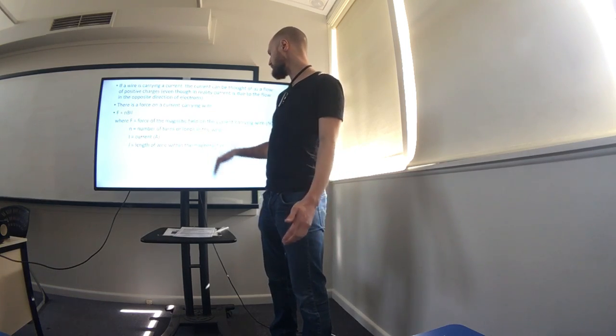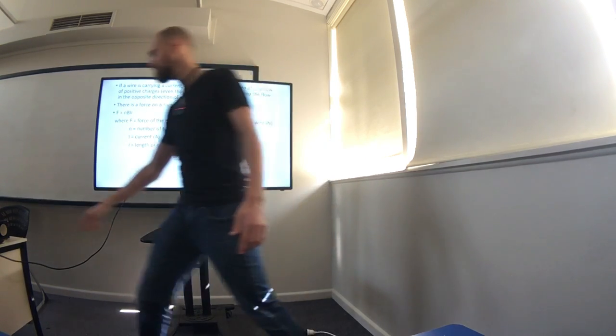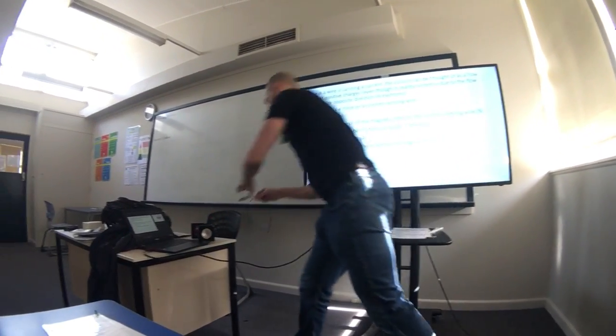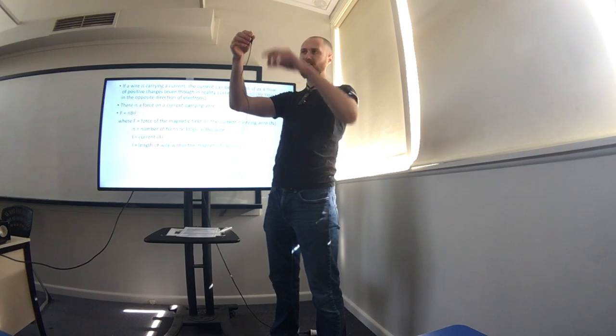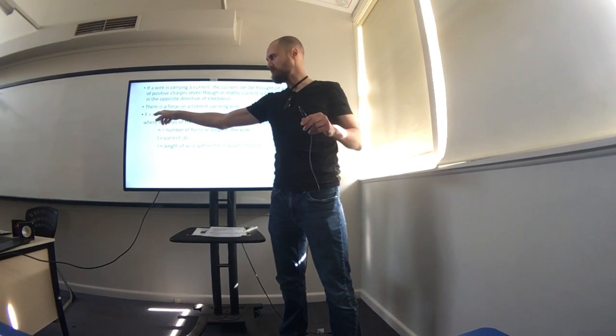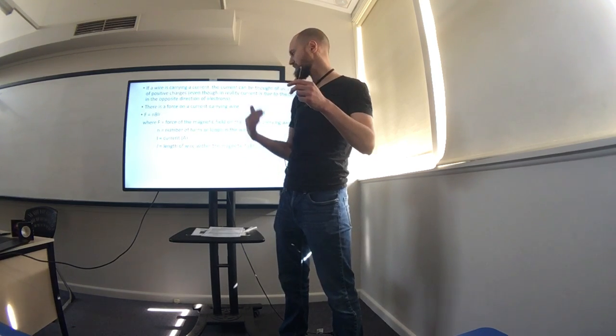N is the number of turns or loops of wire. So, I should have brought more wires. If I have one loop of wire, then this is a single loop. If I had a second wire and I was to wrap them around, I'd have two loops of wire. And my factor for N would go from 1 to being 2. My force on it would double because I've got twice as many wires wrapped around, twice as many turns or loops in the wire.